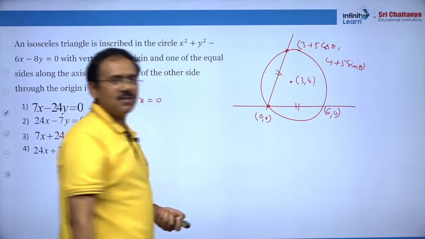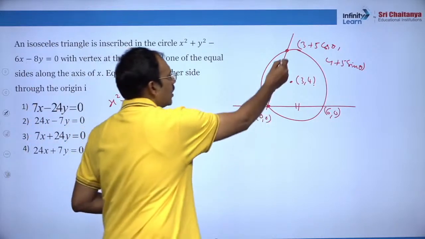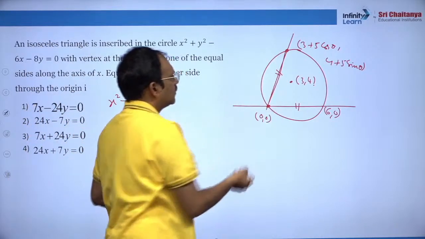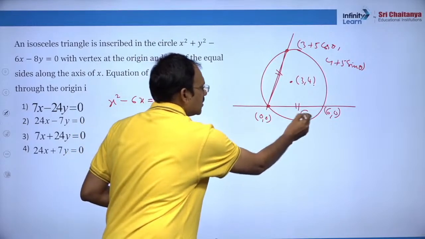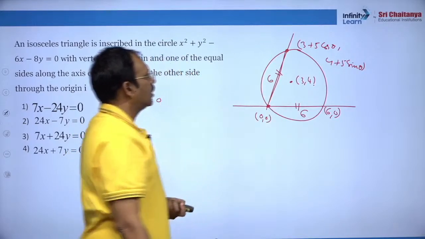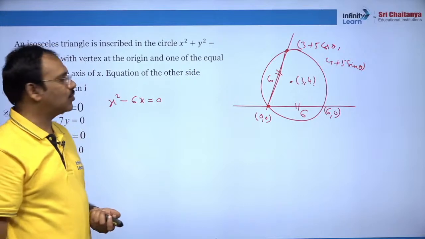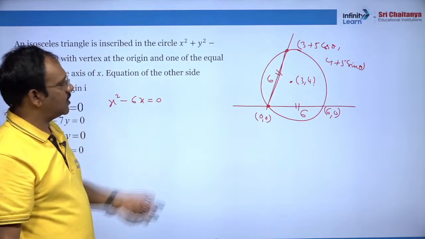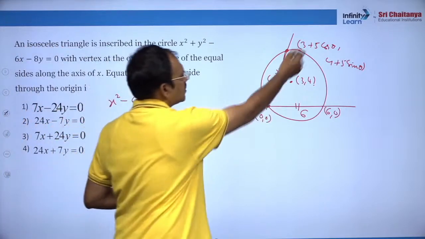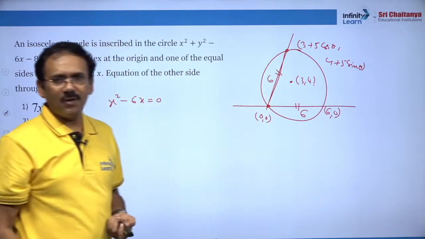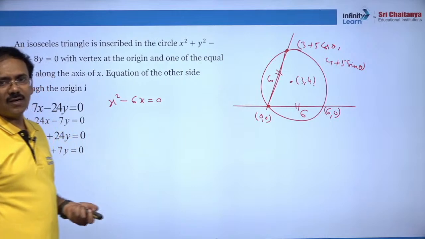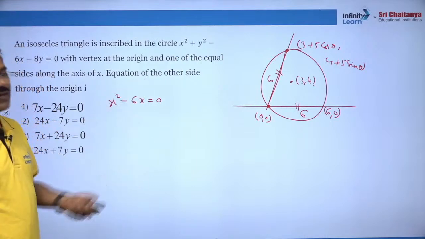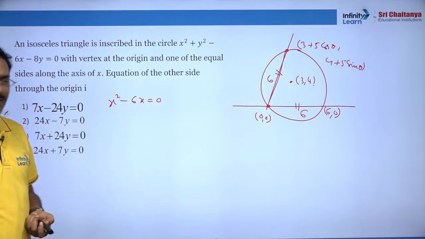Now, this point is there on the circle, and the distance from this point to the origin must be 6, since it is isosceles. This is also going to be 6. Just equate this distance equal to 6, you will get a trigonometric equation, from that you will get cos theta and sin theta, and you can find the line equation, okay dear friends.